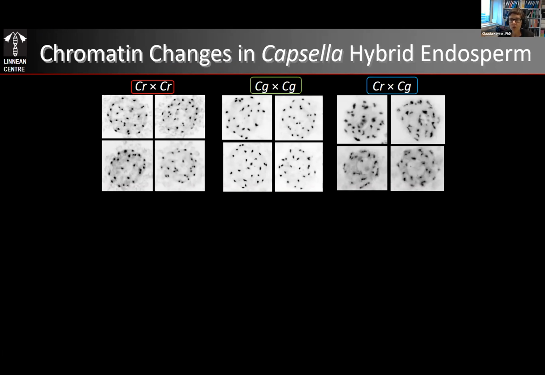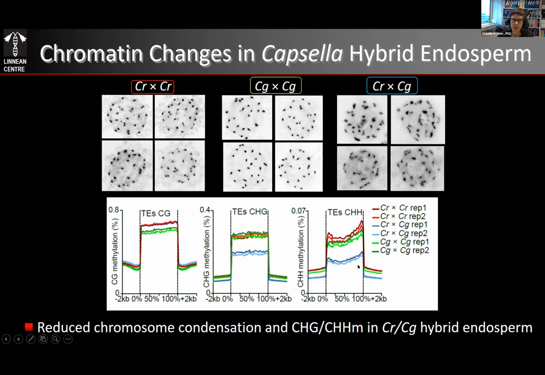And chromosome condensation is connected with DNA methylation. For that reason, we also profiled the methylome of the endosperm of the parent and the hybrid. And what we see indeed is that in the hybrid, depicted here in blue using the same color code, red and green are the parents, on transposable elements in the hybrid endosperm we have a massive depletion of CHG and CHH methylation, while CG methylation is not disturbed. So basically, the chromosome condensation is reduced, and this connects with the reduction in CHG and CHH methylation.